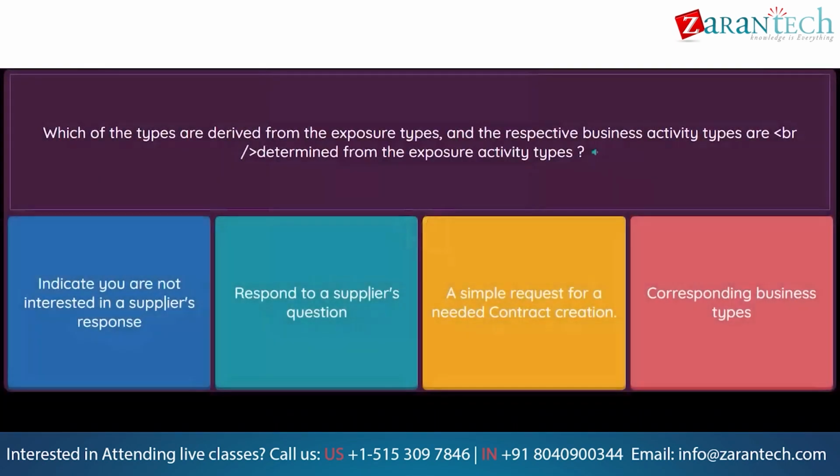Question, which of the types are derived from the exposure types, and the respective business activity types are determined from the exposure activity types? Option 1, indicate you are not interested in a sub-year's response. Option 2, respond to a sub-year's question. Option 3, a simple request for a needed contract creation. Option 4, corresponding business types.